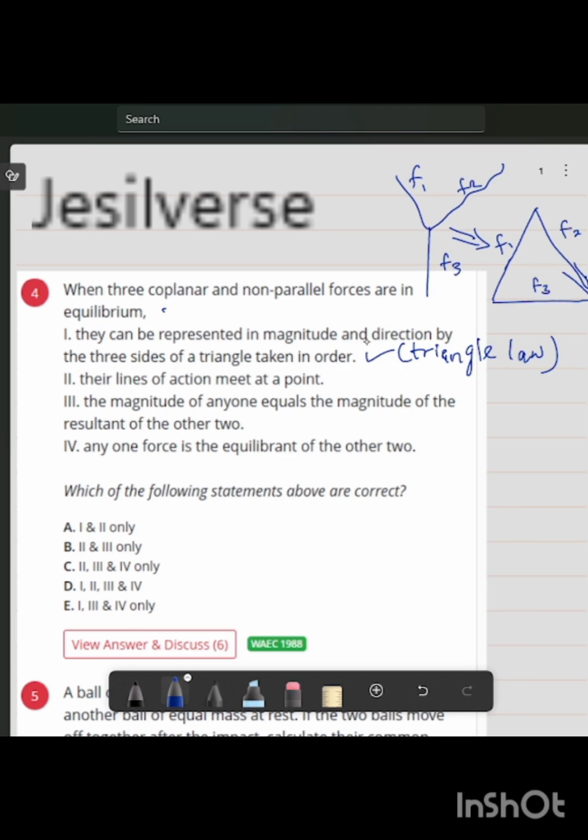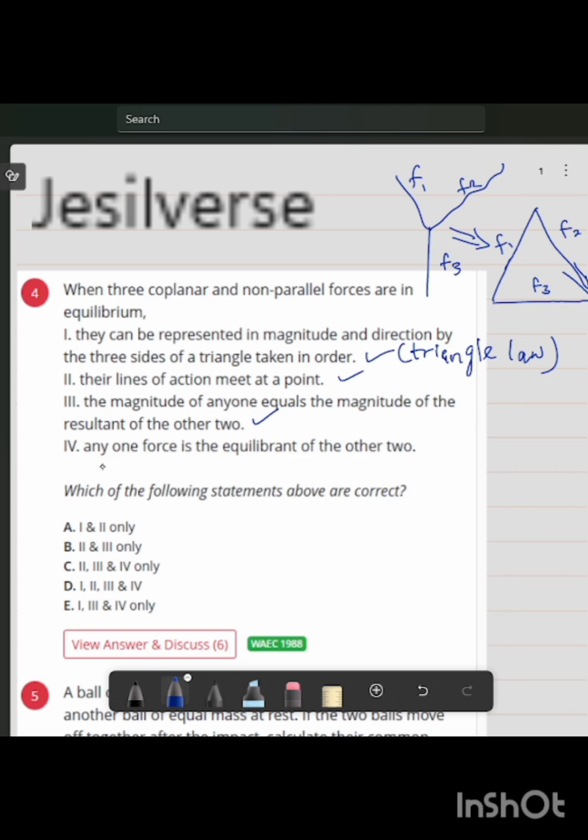All right, so the first statement checks out, the second statement checks out. Also, they said the magnitude of any one equals the magnitude of the resultant of the other two. In other words, when let's say F2 and F3 are combined based on their angles, it would have to equal the effect of F1 alone because it is in equilibrium. That is a concept here. Being in equilibrium has that. All right, so the third statement happens to be true.